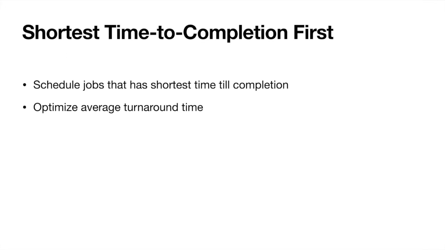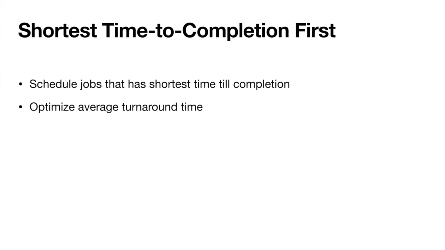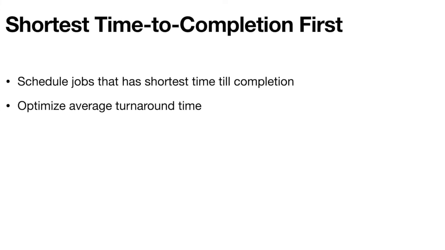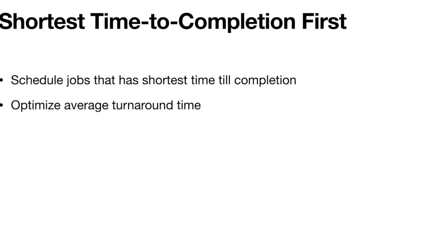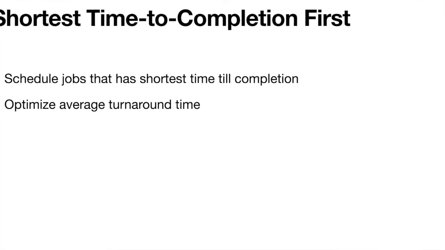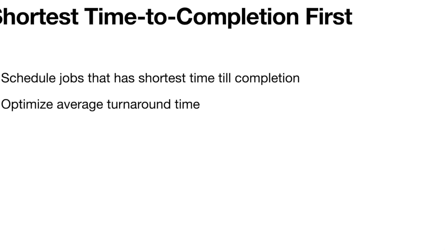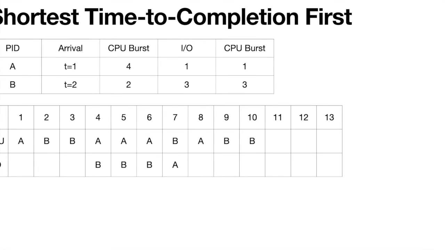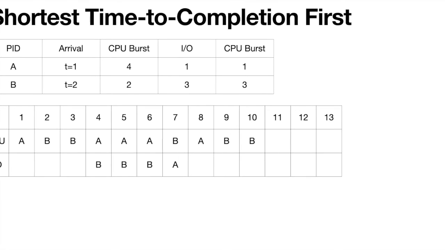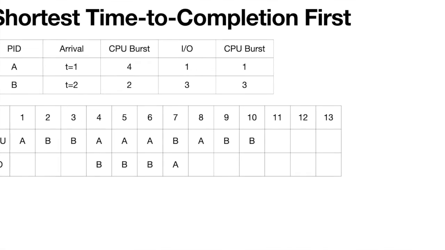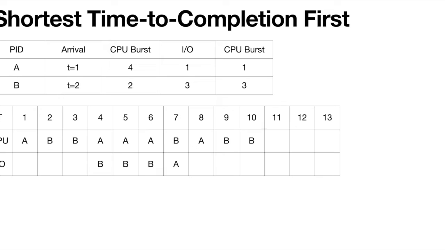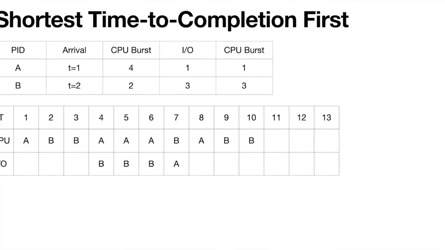Now let's look at the shortest time to completion first policy. It will schedule the job that has the shortest time to completion. This policy optimizes the average turnaround time. We have the same two processes A and B, but this time with the shortest time to completion first policy. At t equals 1, A arrives and it will be scheduled immediately. And at t equals 2, B arrives.